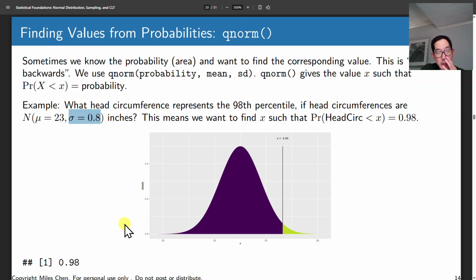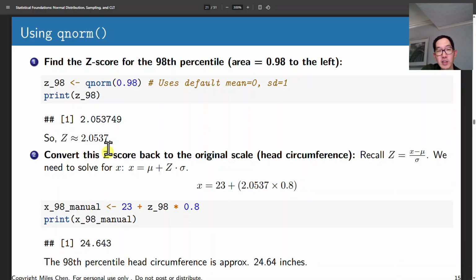Okay, so qnorm and pnorm are like inverse operations. If you type in pnorm of 2.05, you get 0.98. If you type in qnorm of 0.98, you get 2.05. Okay, or I guess more precisely 2.0537. And then now that we have the z-score, we have to convert this back to head circumferences.